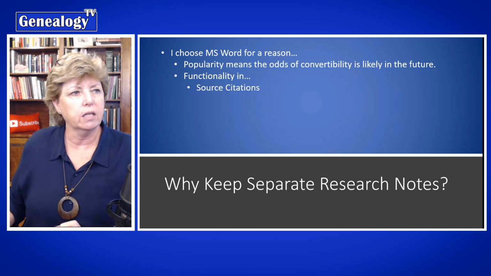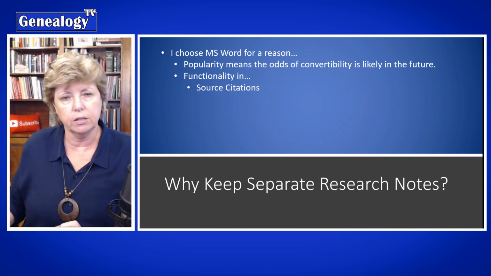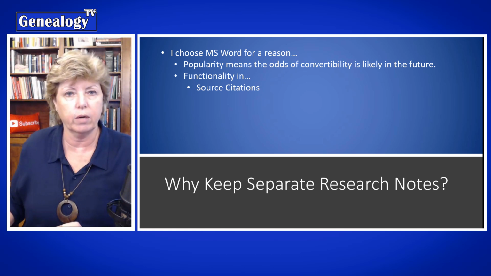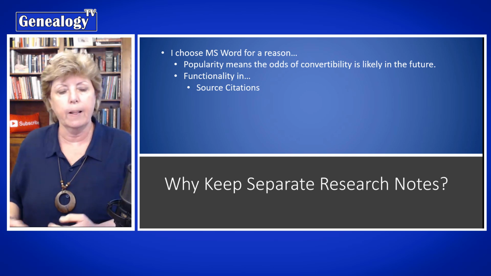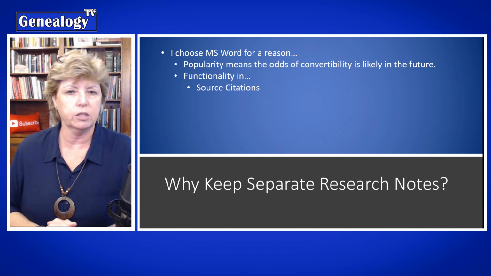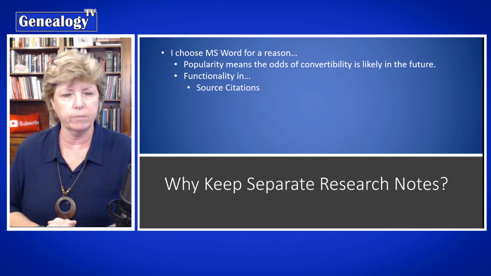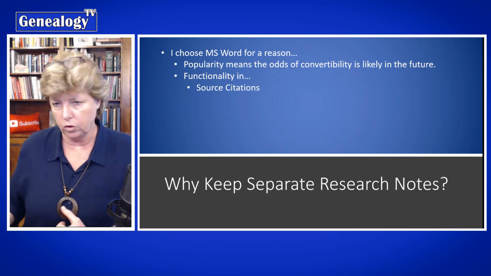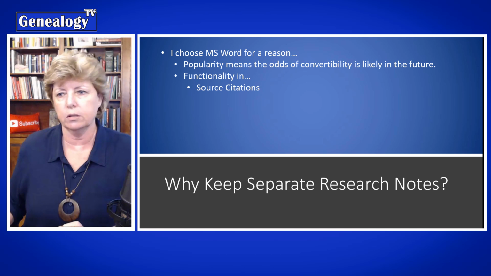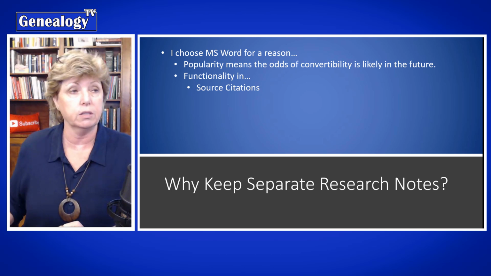So functionality in source citations is another reason why I use Word. And again, we talked briefly about the fact that I write my own source citations. I love Ancestry, but I find using their source citation function there is incredibly time consuming and difficult to use. I should do a whole video on how to do source citations in Word because once you get it down, it's pretty easy.